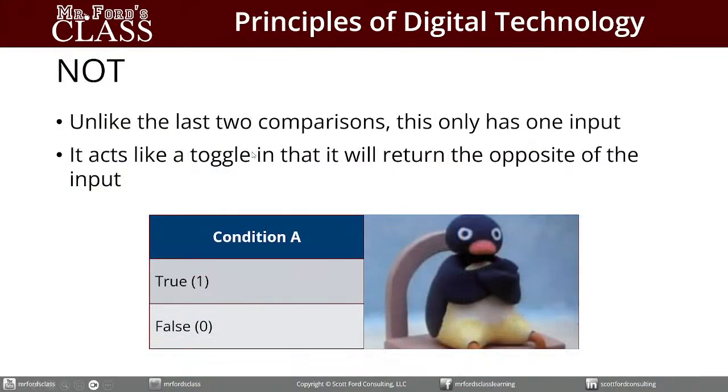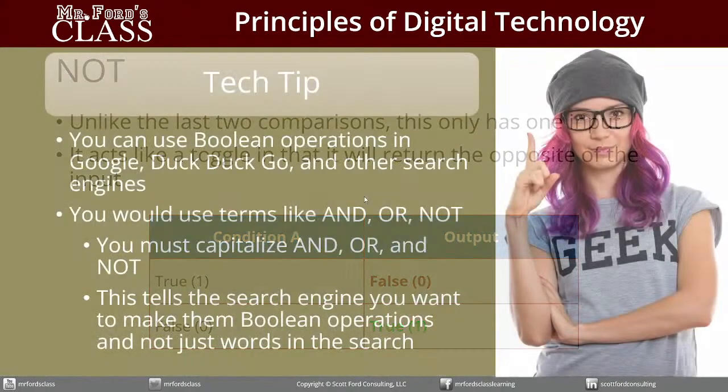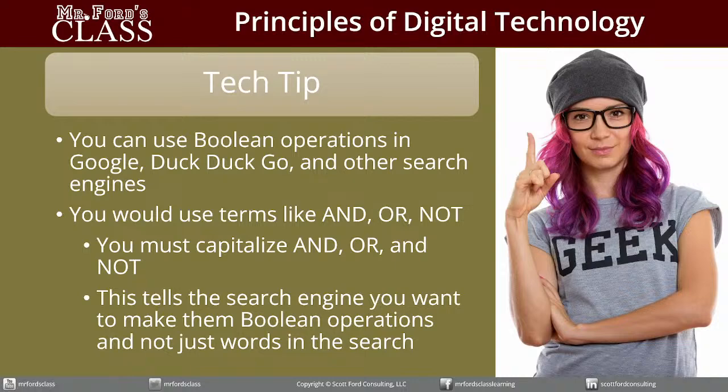Then we have not. Not is a switch. It will do the opposite, okay? So it's going to do the opposite of the condition. It switches it over. So that's what the not statement does. And like I said a minute ago, you can actually use Boolean operations in web searches. So if you use Google or DuckDuckGo or Bing or whatever, if you type in capital AND, OR, NOT, you can do your searches based off of this, which is kind of cool.